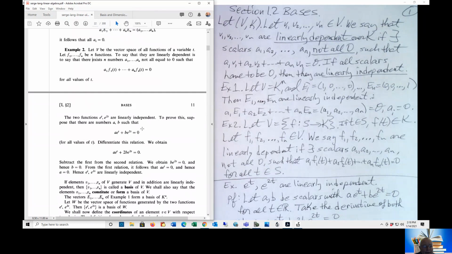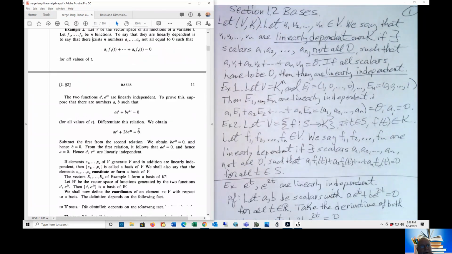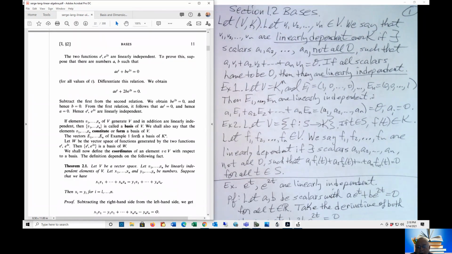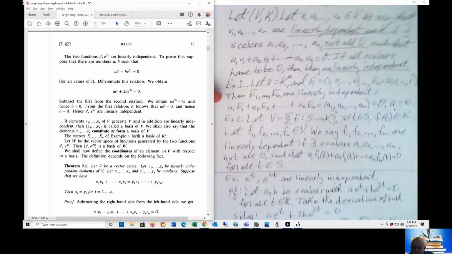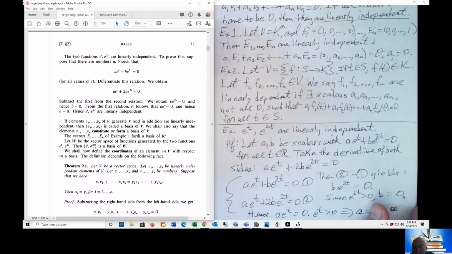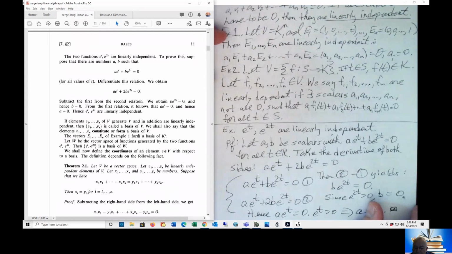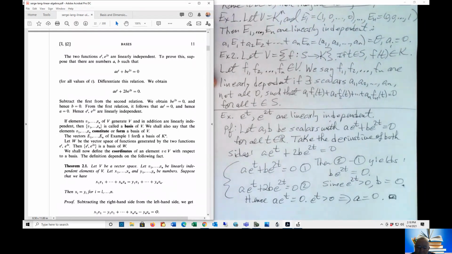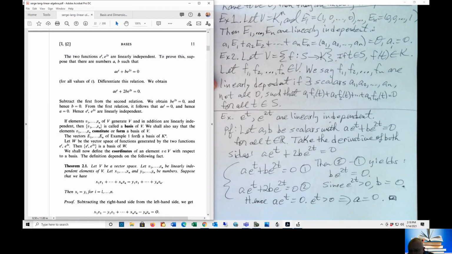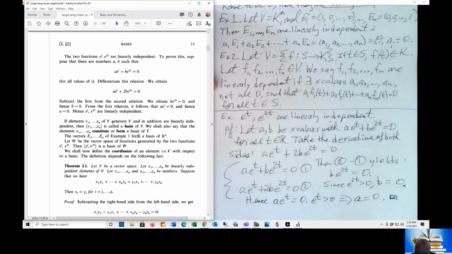All right? Now here's another example. Let's consider the two functions e to the t and e to the 2t, and let us show that they are linearly independent. To show that, take two scalars a and b, look at the linear combination, and set it equal to 0 for all t. Now here's a trick that often works well for function spaces when you're looking at linear combinations. Take the derivative on both sides.